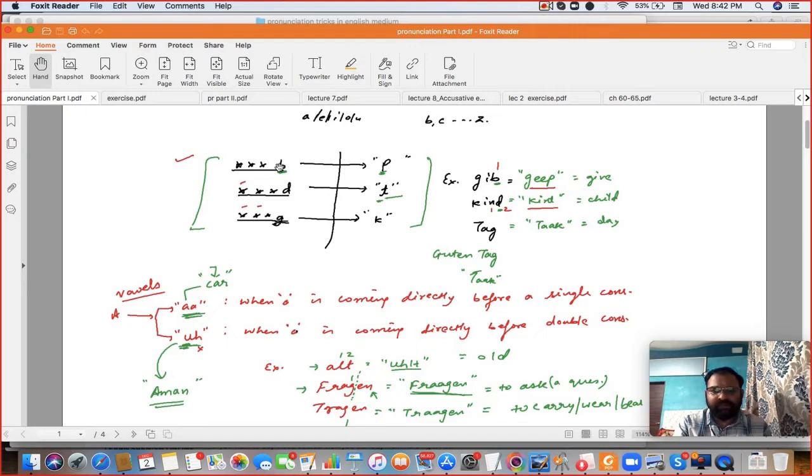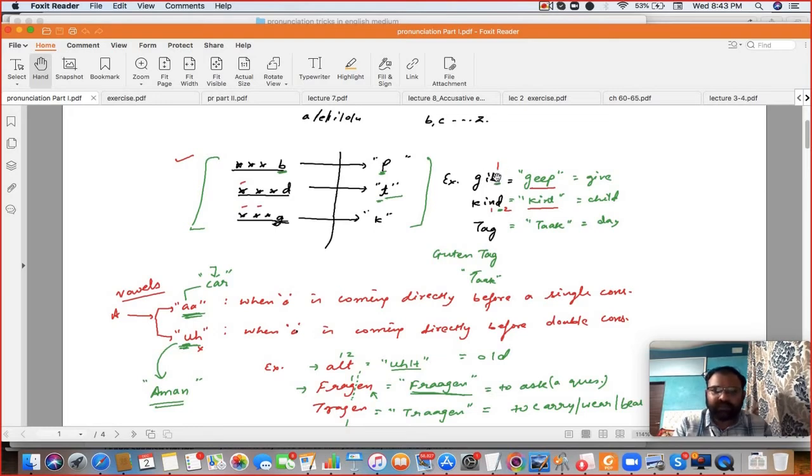The table is for when any German word ends with B, D or G. If B, D or G is coming at the end of the word, then respectively that B, D and G will have the pa, ta and ka sound. That B will become pa. Only the sound will change, not the letter. Don't change the spelling, only the sound.